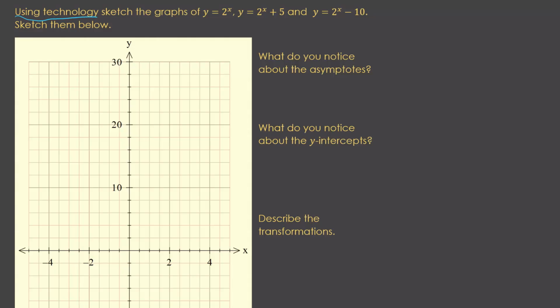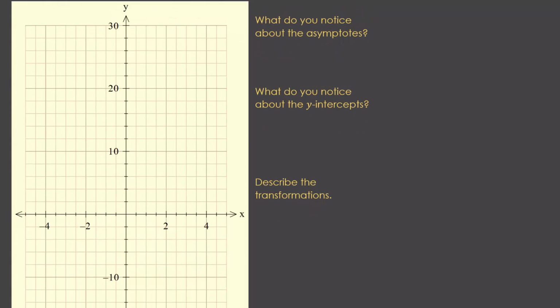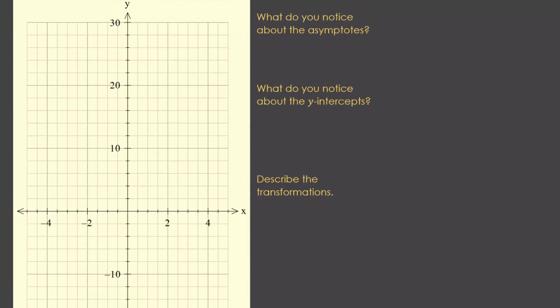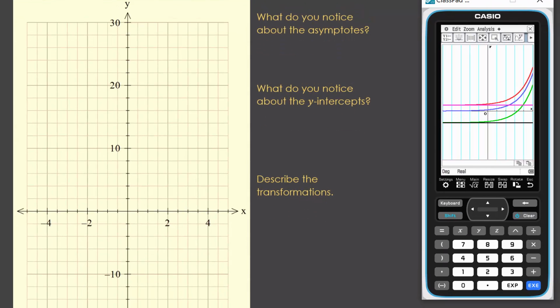Using technology, sketch the graphs of y equals 2 to the x, y equals 2 to the x plus 5, and y equals 2 to the x take away 10, and sketch them below. So I'm going to bring in the ClassPad, and I've already drawn them, and I've also added some straight lines. I've added on y equals 5 and y equals negative 10.